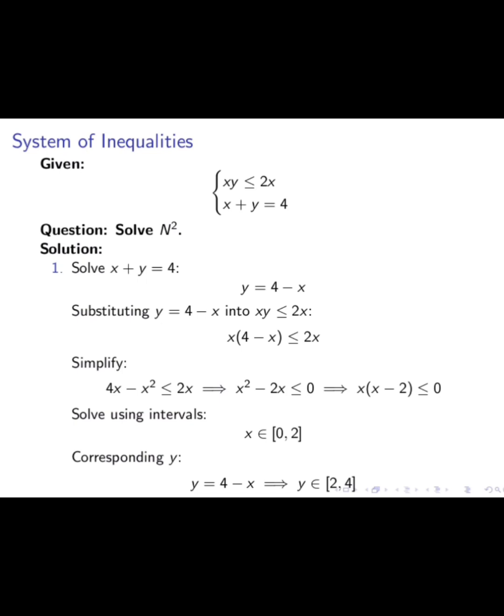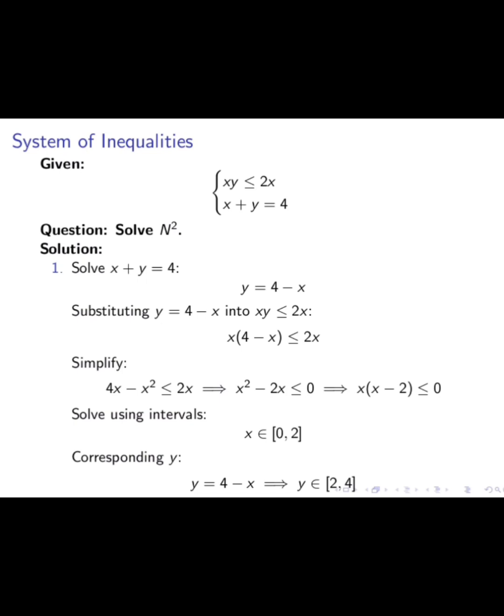Ordered pair simply means that one must be x, the other one must be y. Are you getting it? If it is n raised to power 3, one will be x, the other one will be y, the other one will be z, and they must all be natural numbers. So that is what solving n squared means, right?